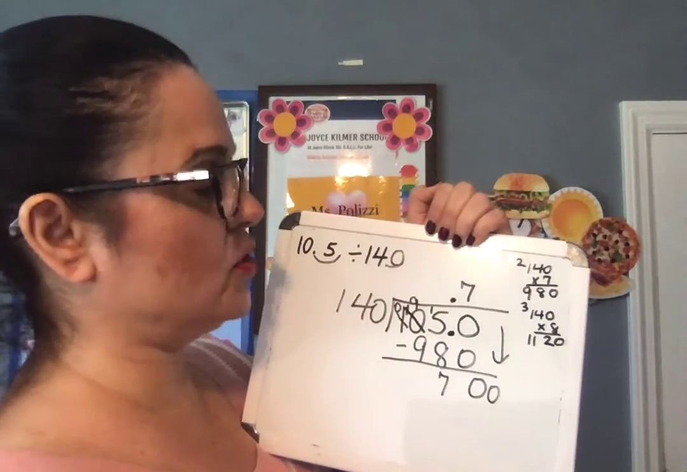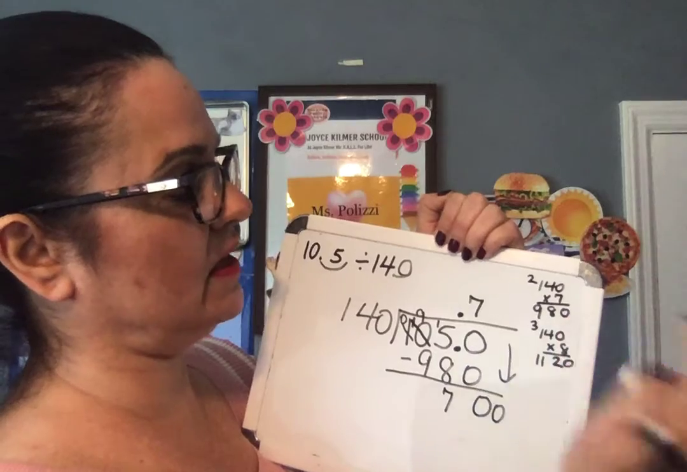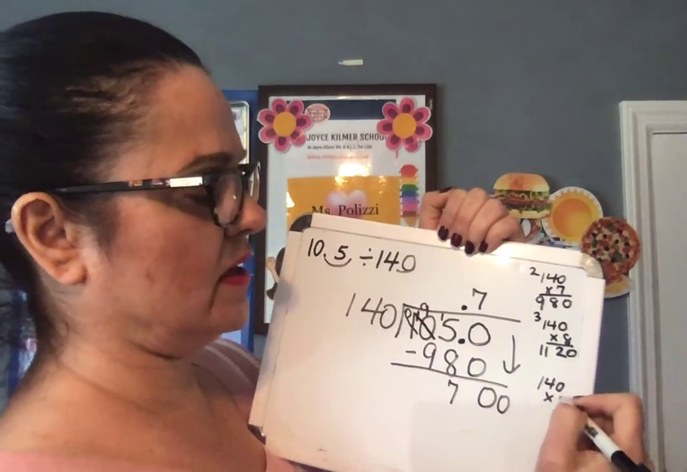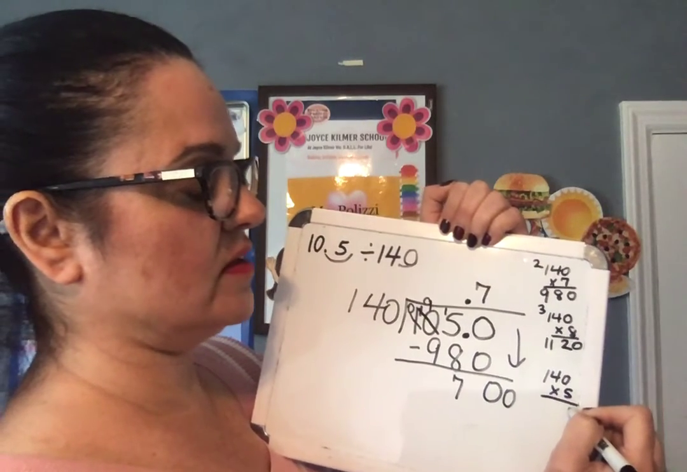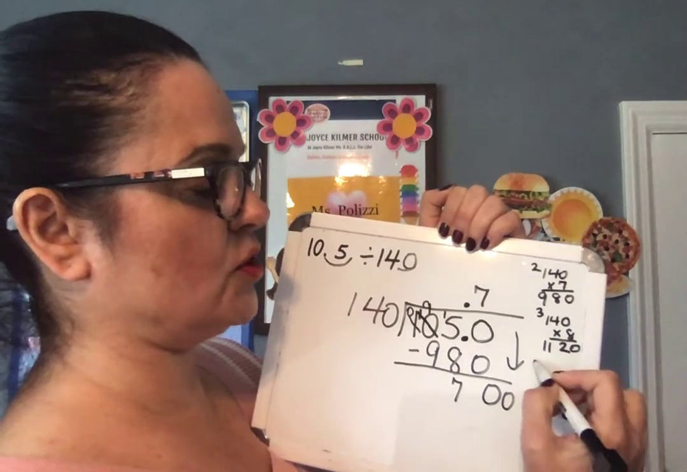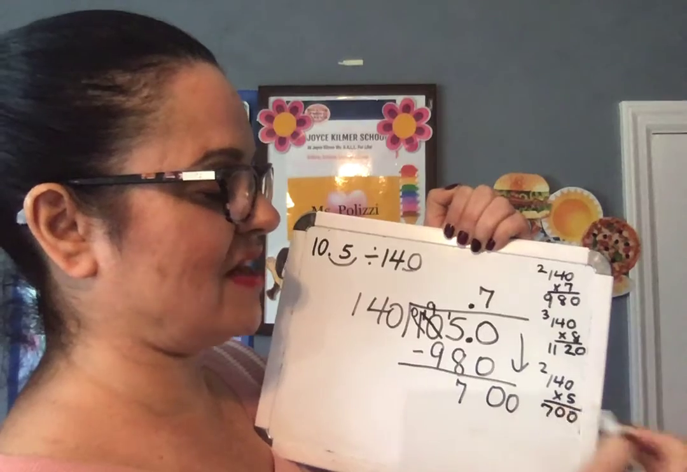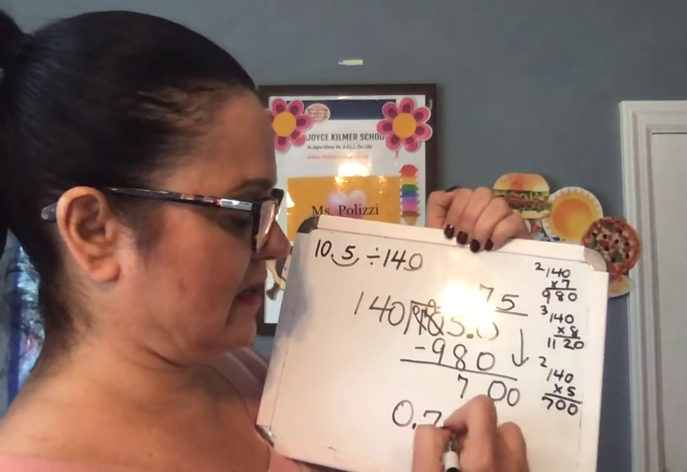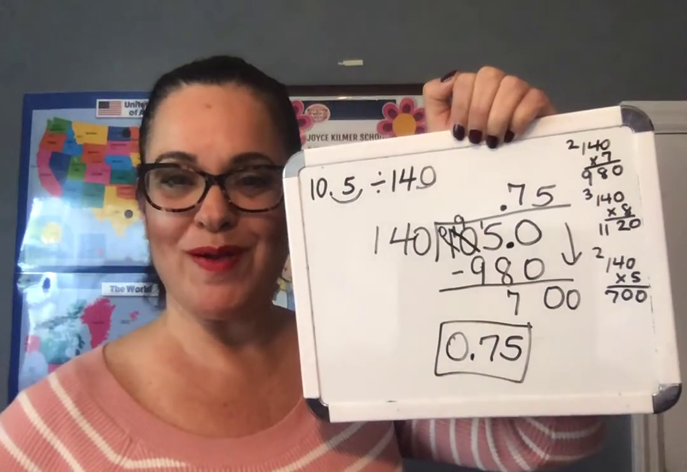Again, we can do a guess and check. We know that 140 times 7 is 980. Let's try 140 times 6. Now let's try 140 times 5 and see if that works. 0 times 5 is 0. 4 times 5 is 20. Carry the 2. 1 times 5 is 5, plus 2 is 7. And that works exactly. So my answer is 75 cents per minute.